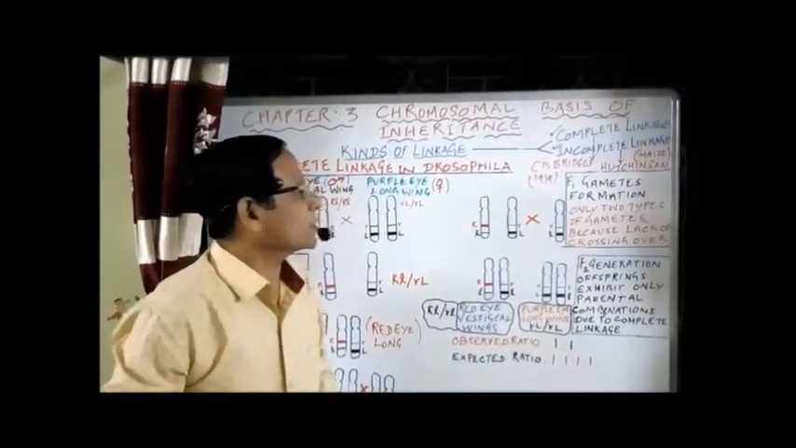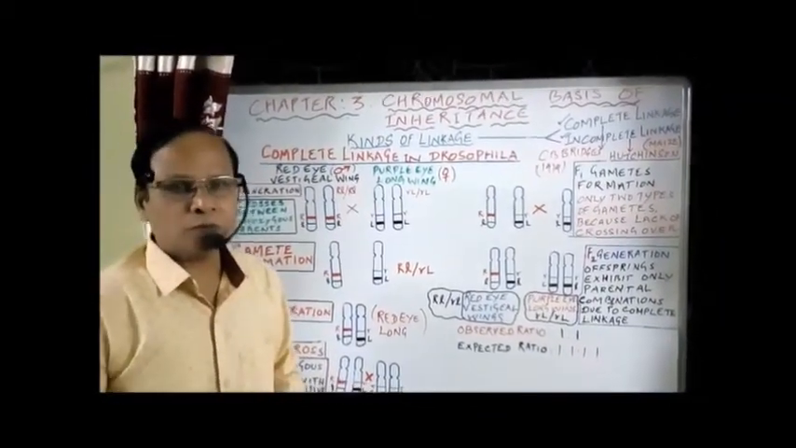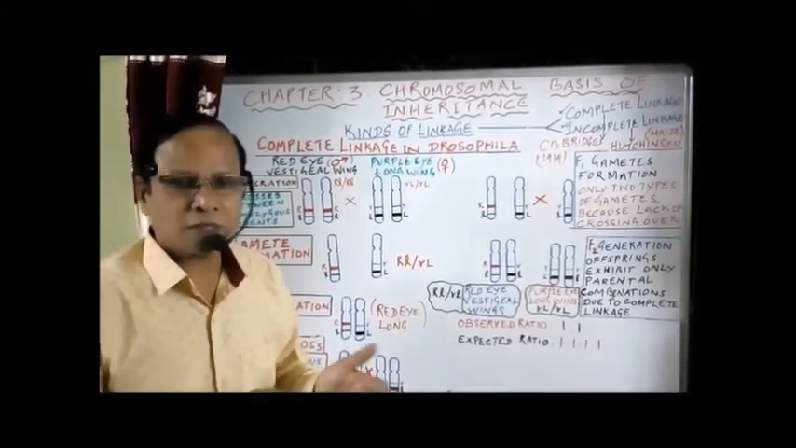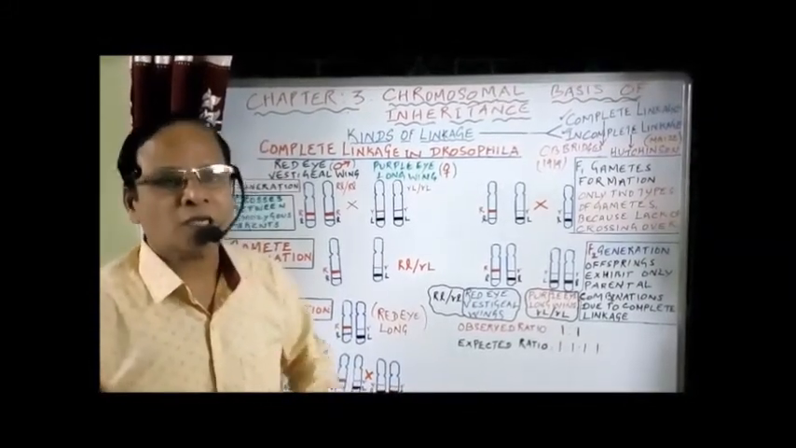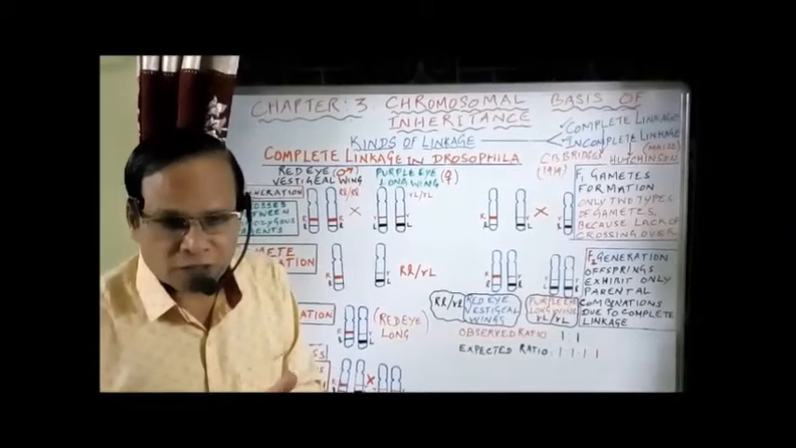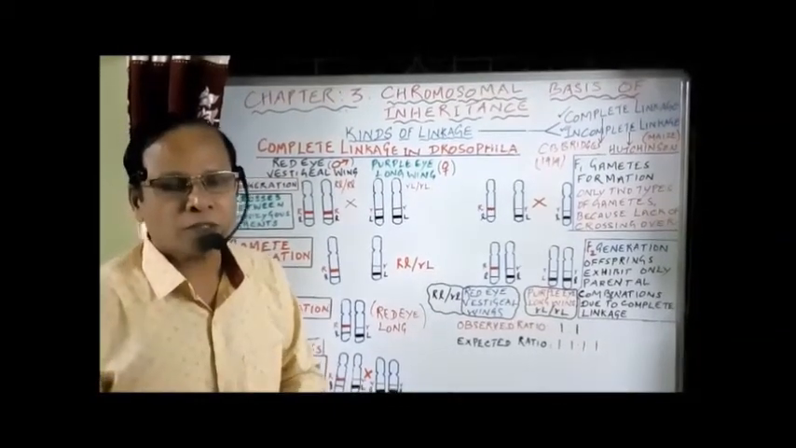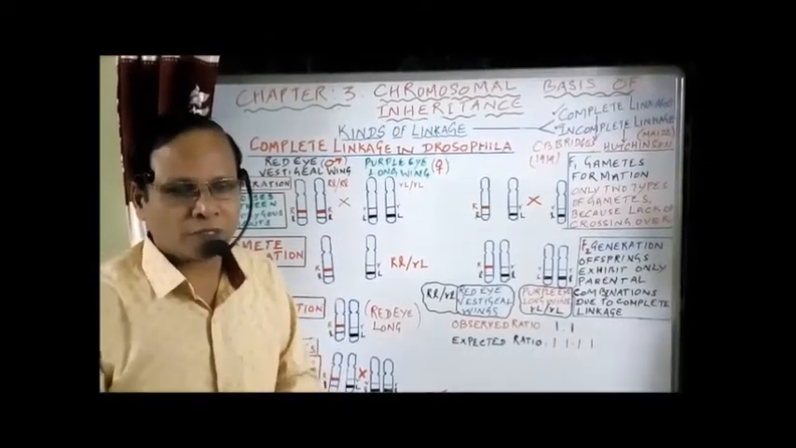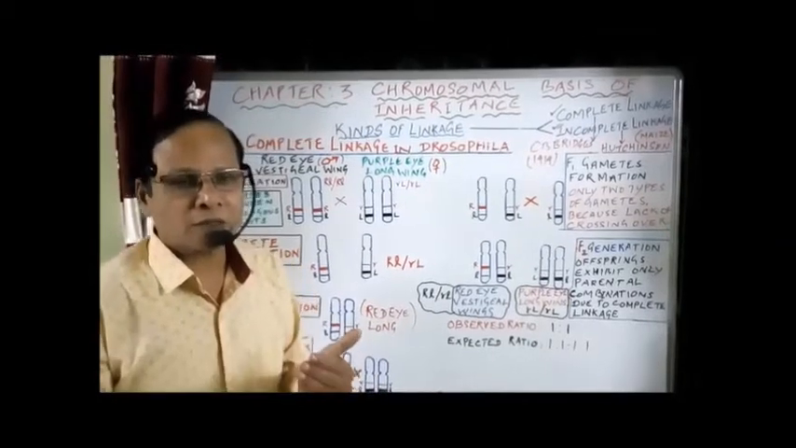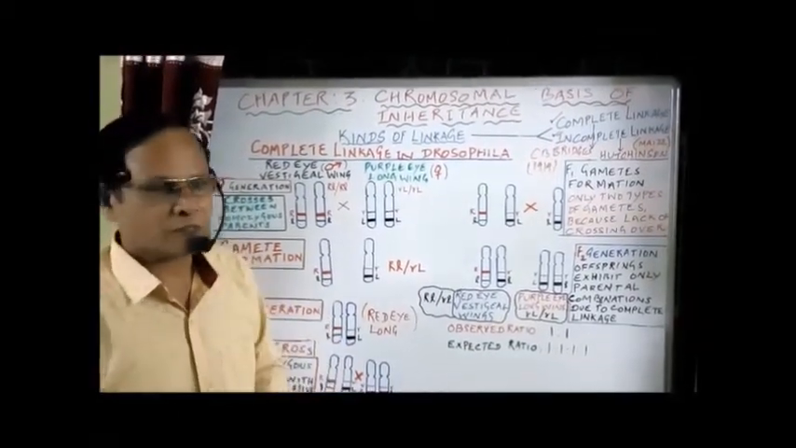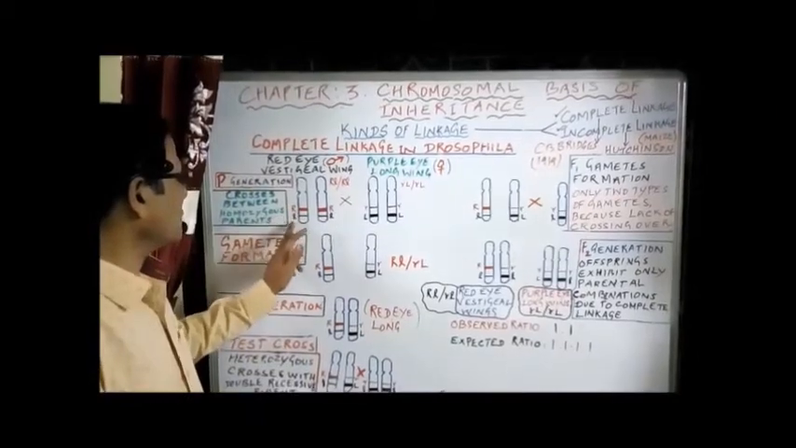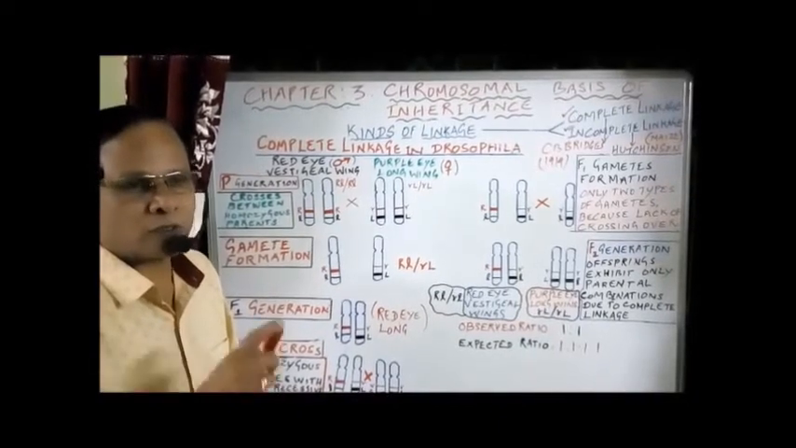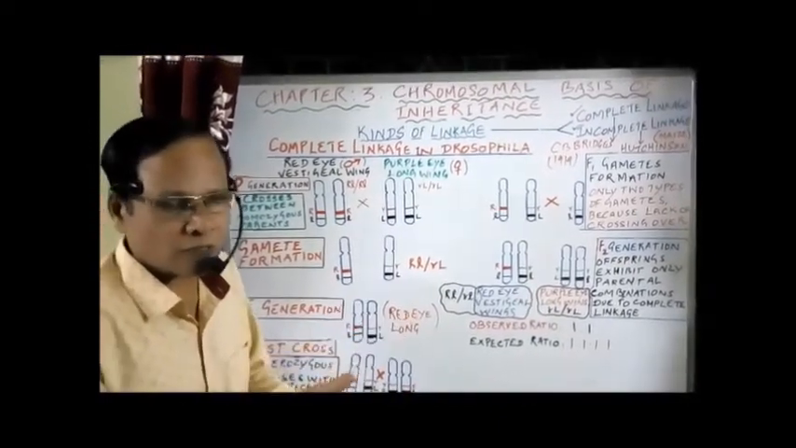What is complete linkage? Suppose the chances of separation of two linked genes are not possible, and those genes remain close together. So there is no chance of crossing over, and only the parental combinations are observed. I repeat once again: if the chances of separation of two linked genes are not possible, I am taking for example capital L or small l, they are present close together. They do not exhibit crossing over. There is no chance of crossing over because the genes are closely linked together.